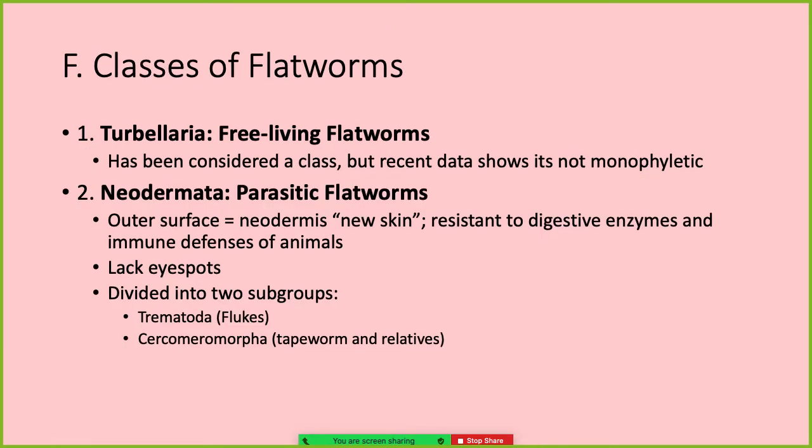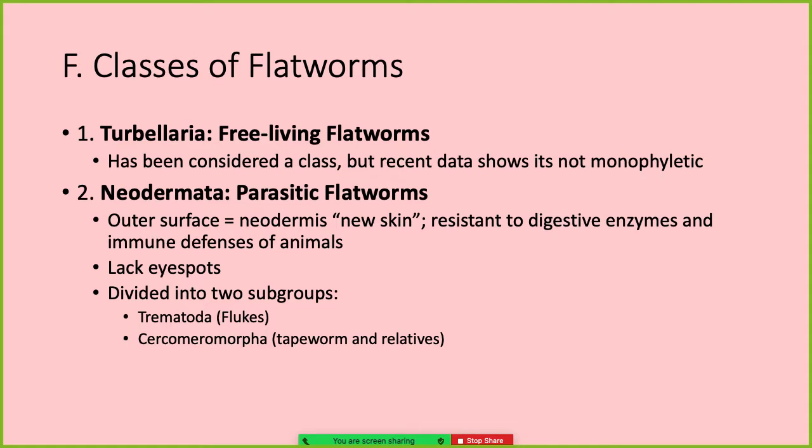Okay. So, different classes of flatworms. So the Tubularia, which was mentioned in the comic, free-living flatworms, has been considered a class. Recent data shows it's not monophyletic, so there might be some changes further down. Who knows?